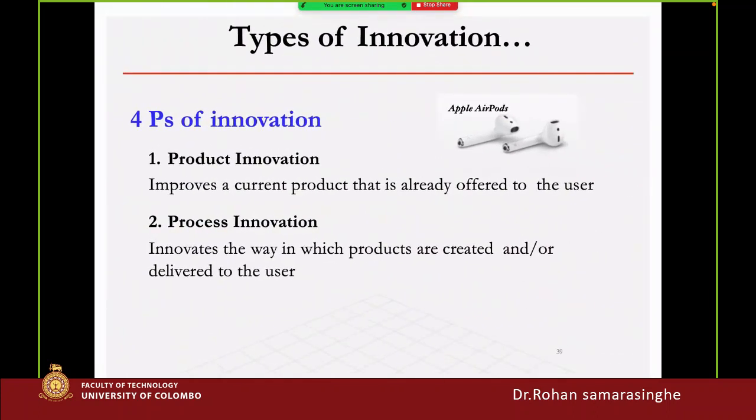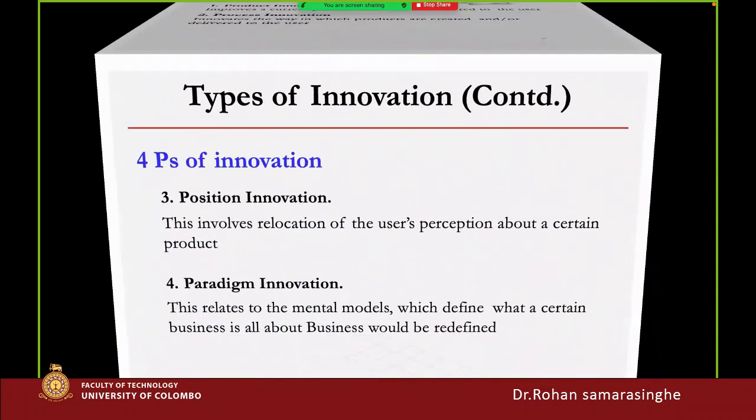Then the 4Ps, which I also explained. Product innovation improves the current products that are already offered to the user. You can consider the wired earphone set versus the Apple AirPods. You can't find any wires, and it is very convenient and sophisticated, but not cheap, a little bit expensive. And process innovation innovates the way in which products are created and or delivered to the user. That is process.